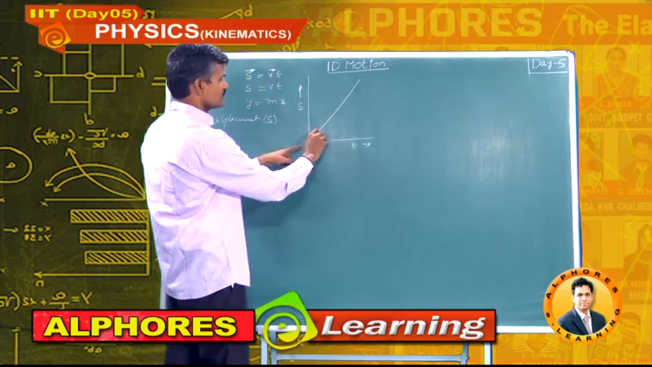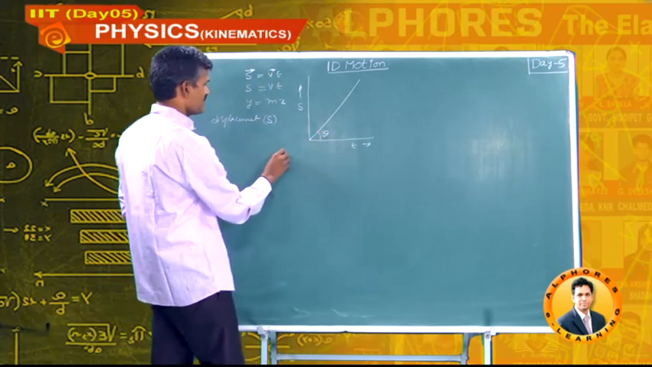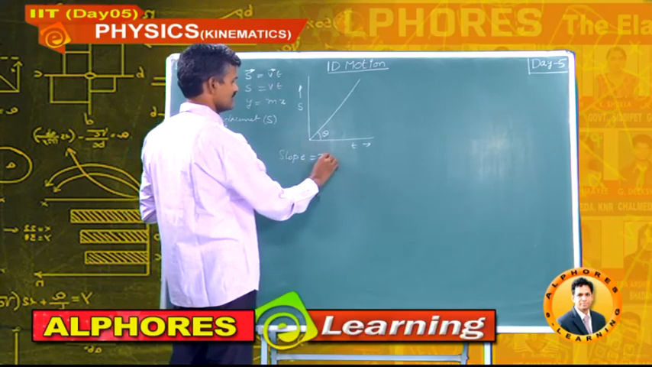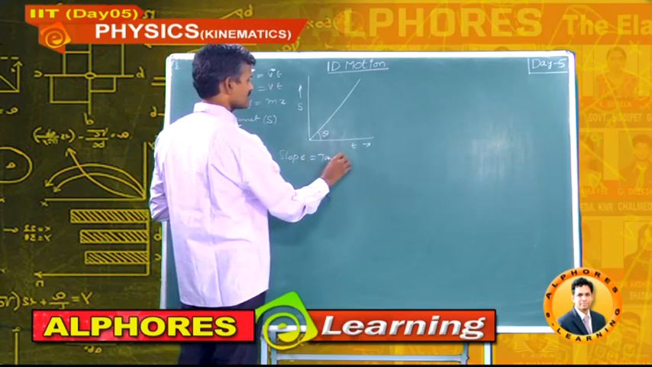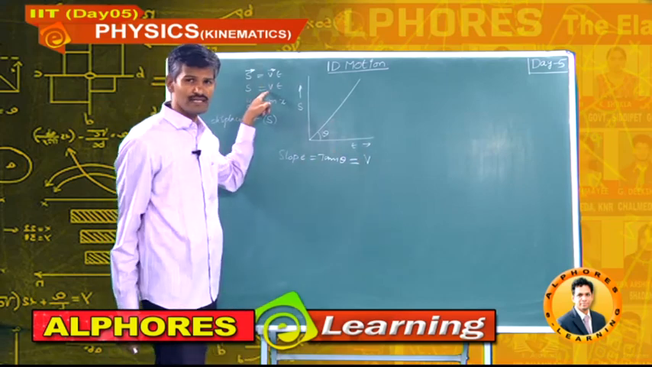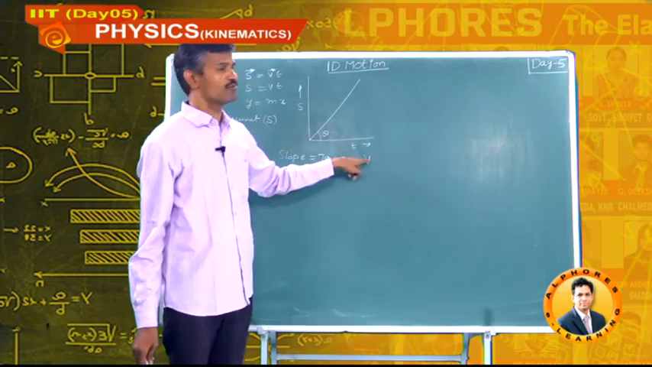Here the slope angle, suppose this is theta, slope is nothing but tan theta. The tan theta, given by the slope, is the velocity of the body.